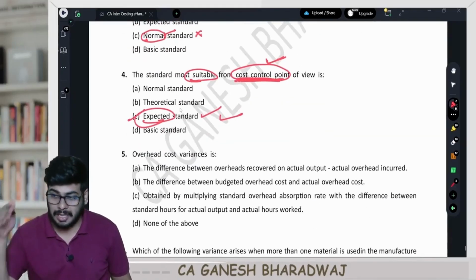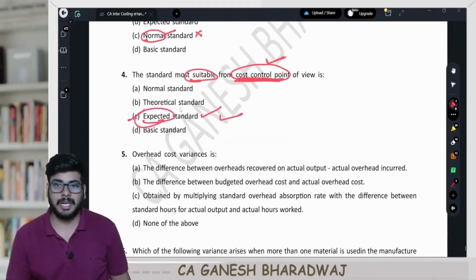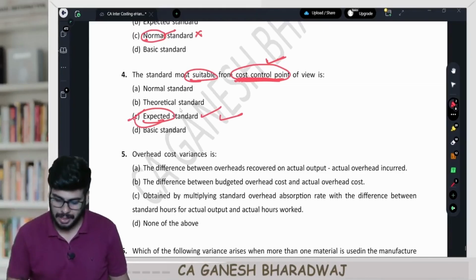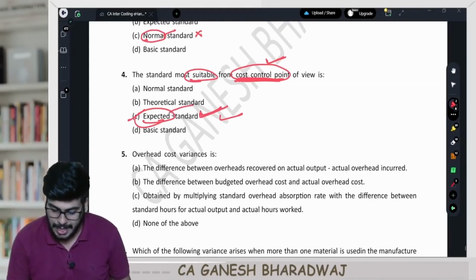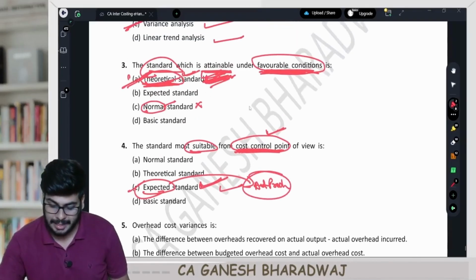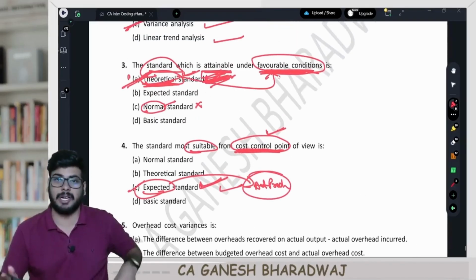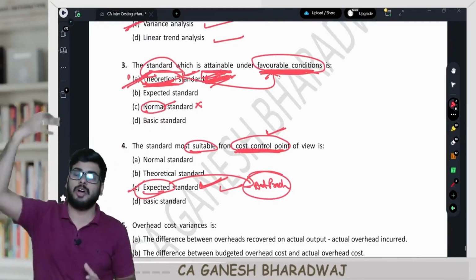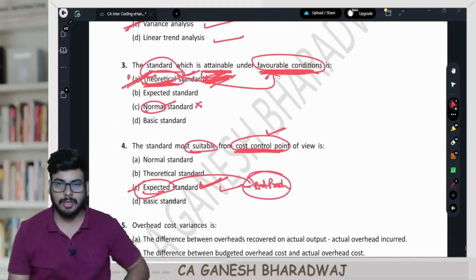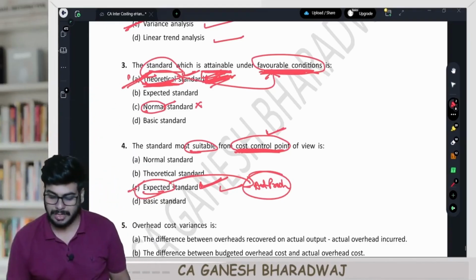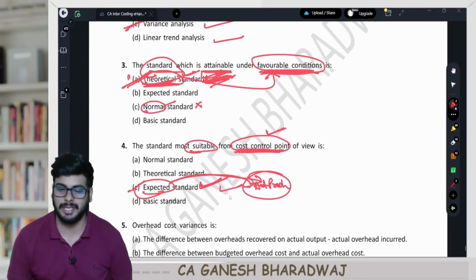But for comparing my actuals, for whatever work you have done, what is the cost you should have spent or the hours you should have taken? That is called expected standard. Expected is for actual production, whereas theoretical is for the most favorable condition. If this is my situation, I am able to achieve an output of 1 lakh units. What should have been the standard? But for the actual production, what is the expected standard?